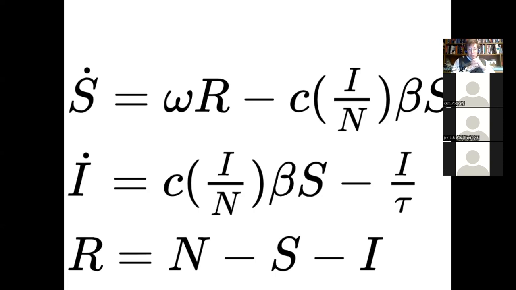And so the effective reproductive number is C times beta times tau times S over N. And now, ladies and gentlemen, we stand or sit at the cusp of greatness.